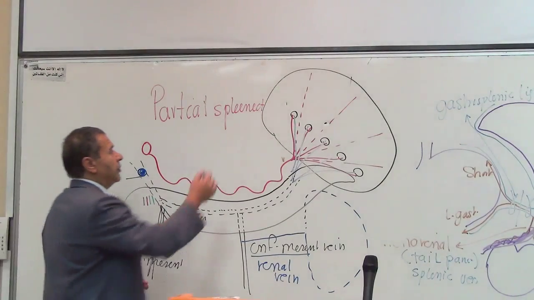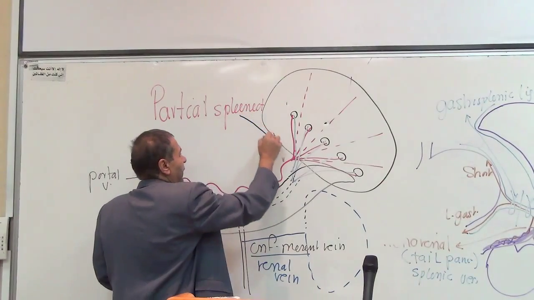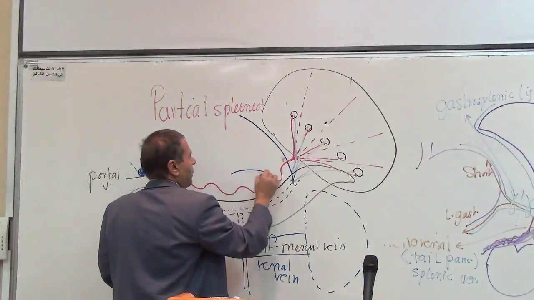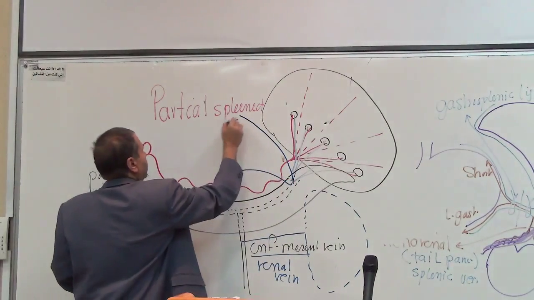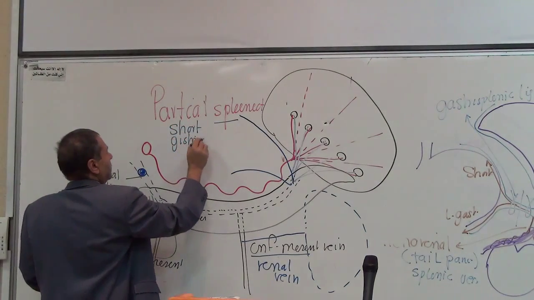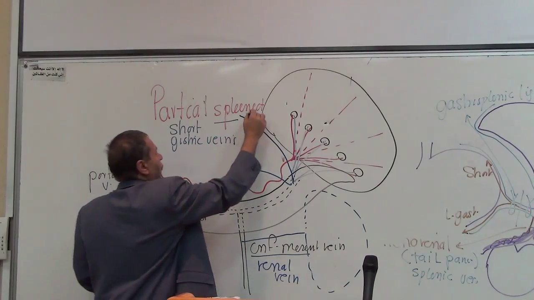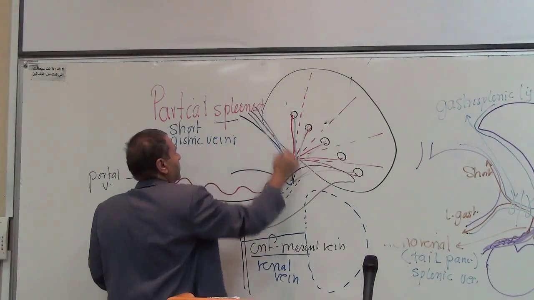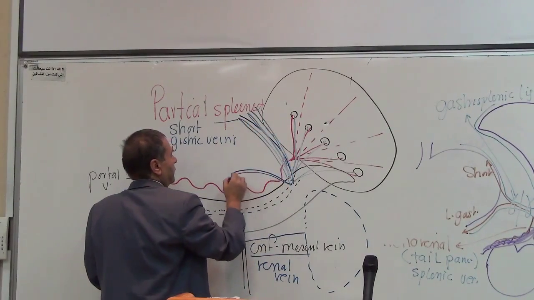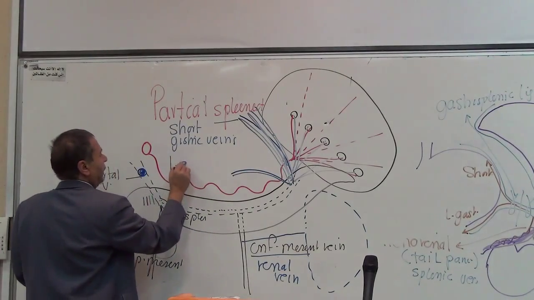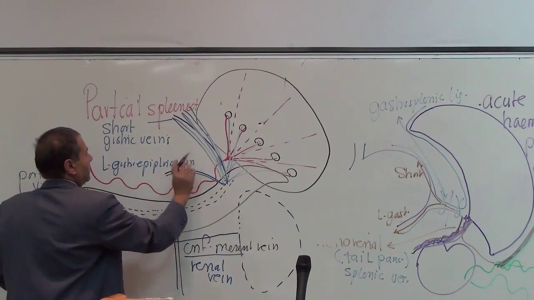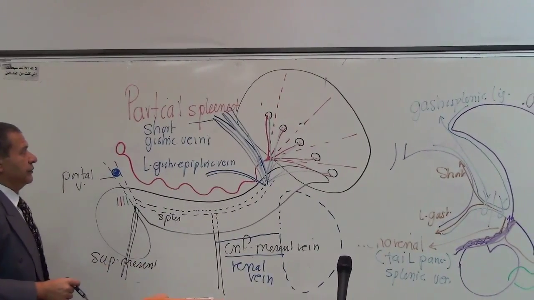varices. The short gastric veins drain into the splenic vein. This is the short gastric vein, usually 5 or 6 veins. And it also drains the left gastroepiploic vein. All go to the splenic vein.